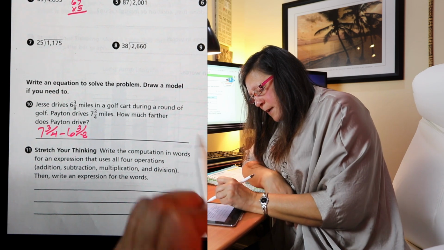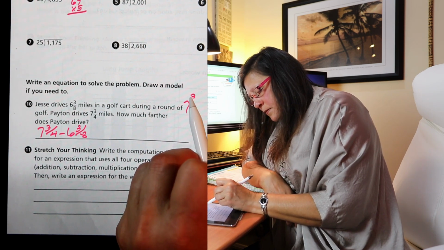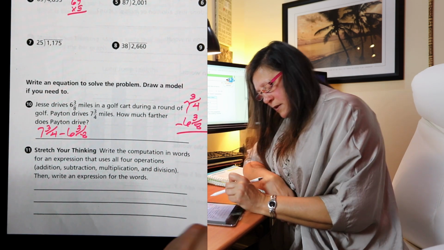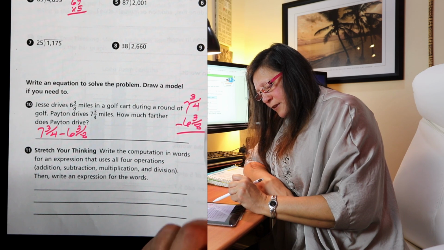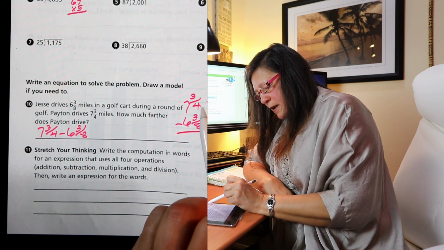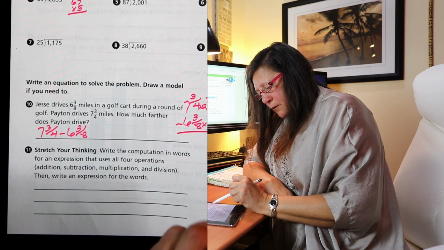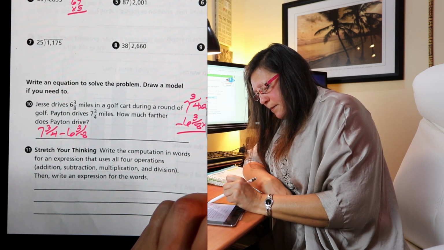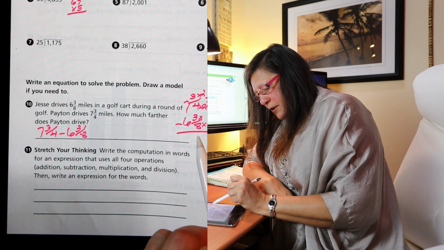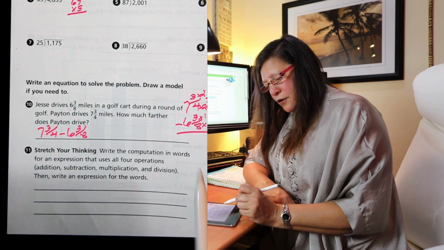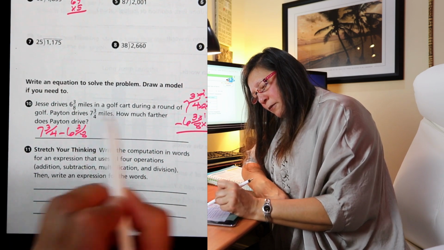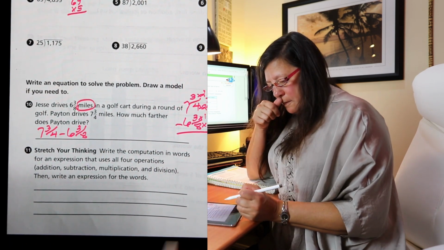Again, you need to set these up vertically to be able to perform this operation, and then find a common denominator. Both numbers go into 8. And whatever you do on the bottom, you need to do on the top. So take your 3 times 2, and here we did 8 times 1, so 3 times 1, and then you can perform your math from there to see how much farther. Don't forget your label. They're measuring in miles, so that would be your label.